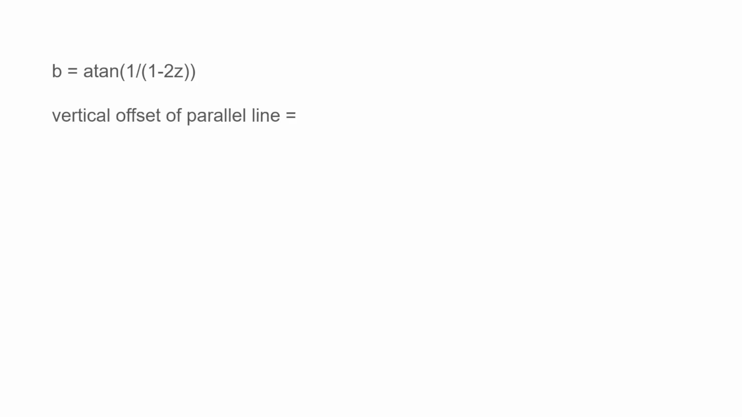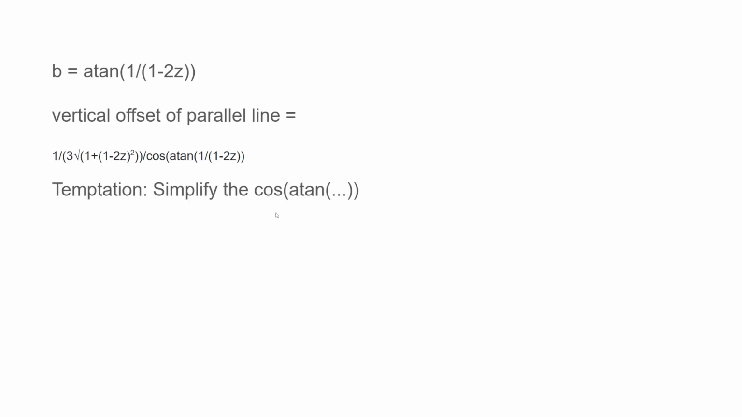And then that gives me the vertical offset of this parallel line above this 1 over 3 root, and so on. That is the length of the hypotenuse of the triangle. And if I divide that by the cosine of B, which I'm leaving in terms of arctangents, then that will give me the vertical offset here. You may be tempted to simplify this cosine times arctangent term, and that would be fine to do here. But I actually waited and simplified at a later step, and I think that worked out quite nicely. I'm going to simplify this whole expression in a different way.